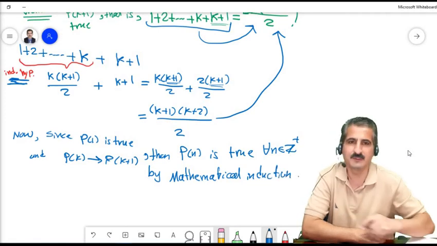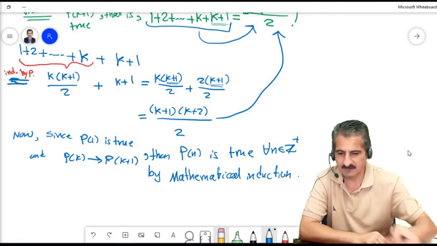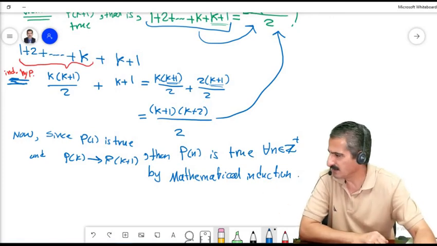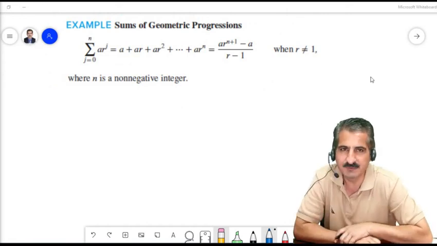And then we are done. Okay, so this is the first example. And then, okay, so this is another example to work with mathematical induction.